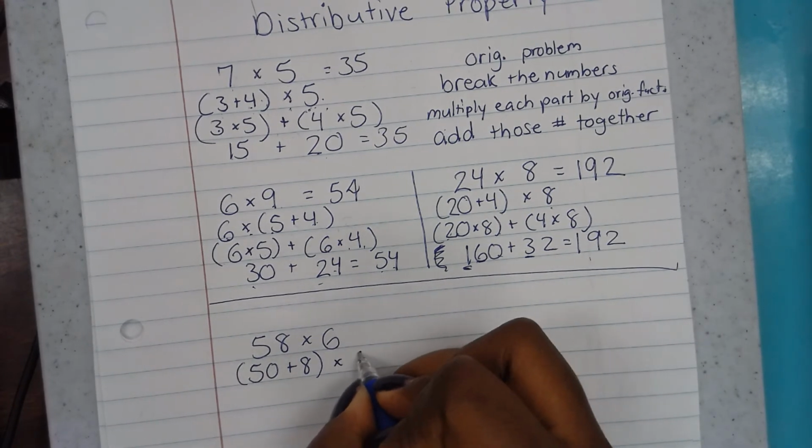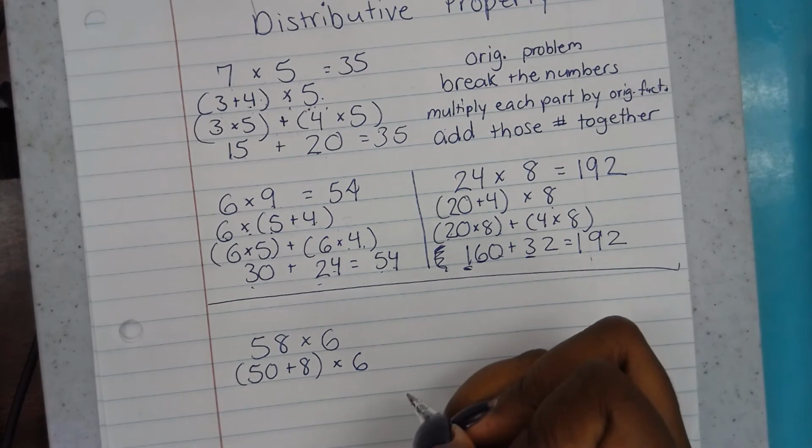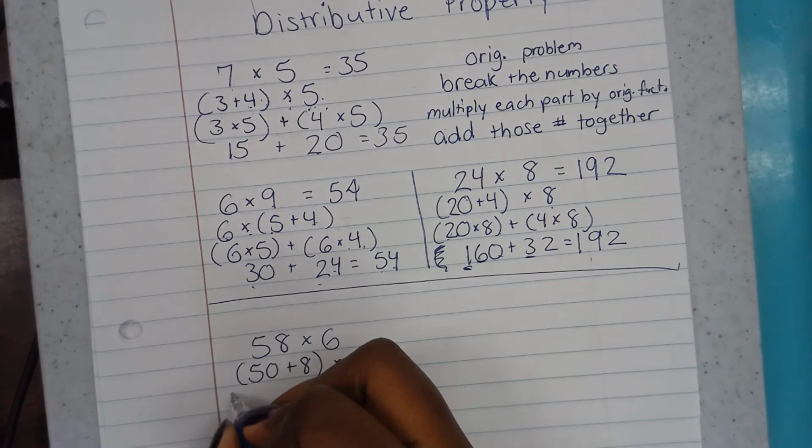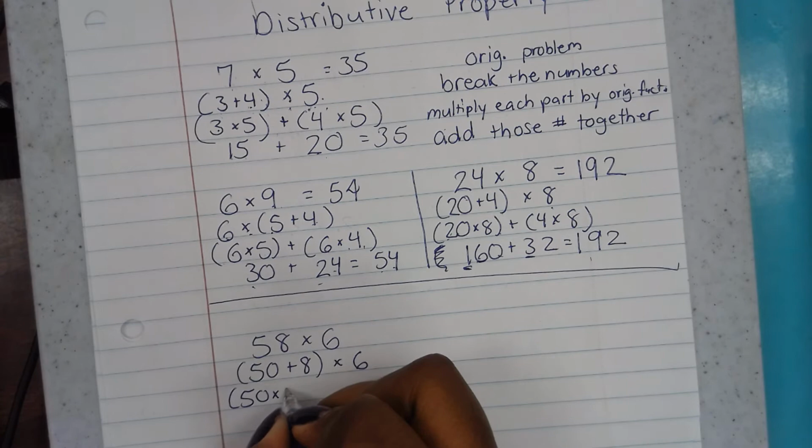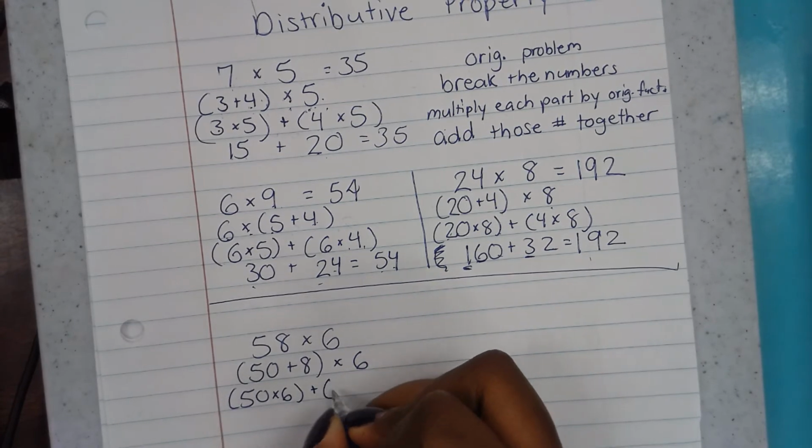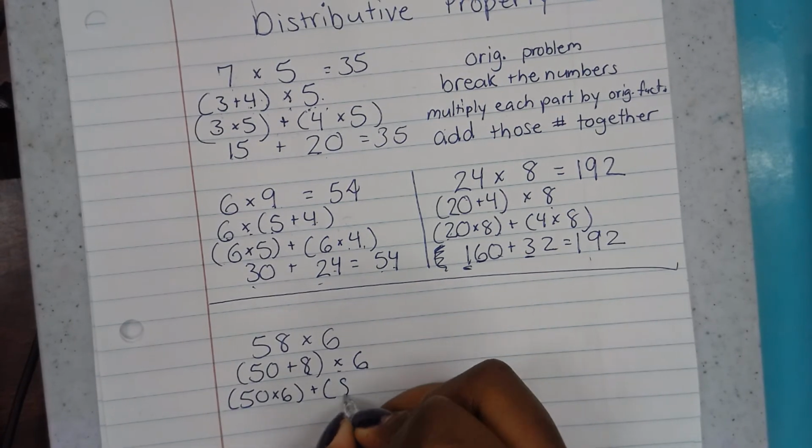And we still need to multiply by 6. Then we're going to multiply each of those parts by a factor. So we're going to do 50 times 6. And we're going to add it to 8 times 6.